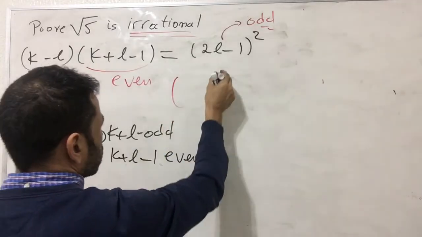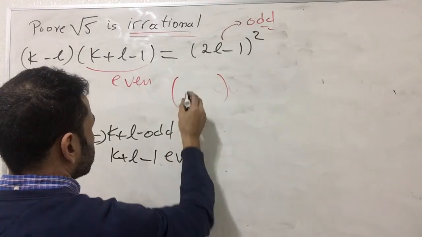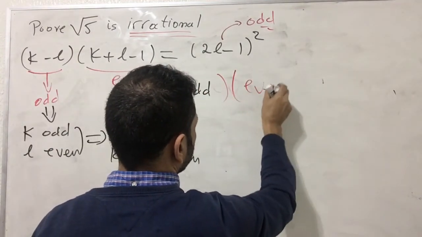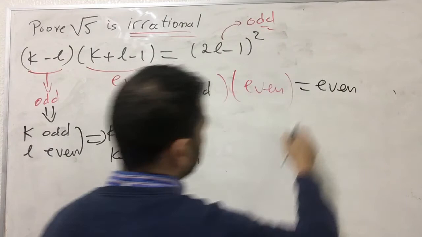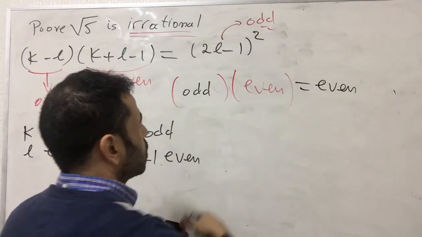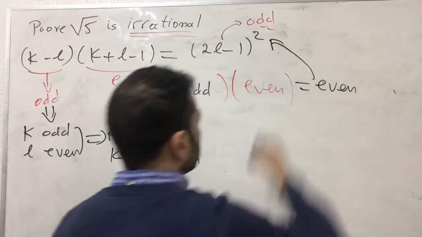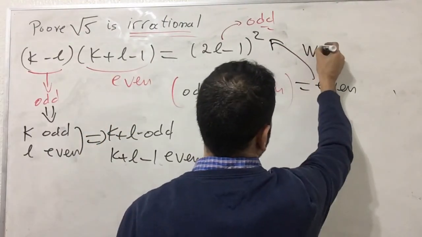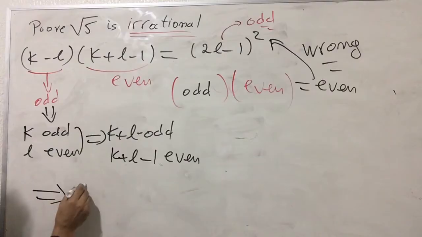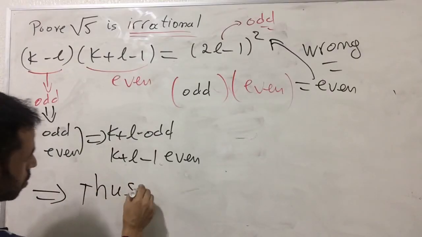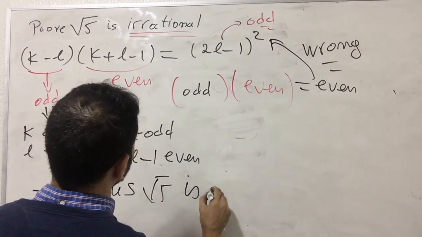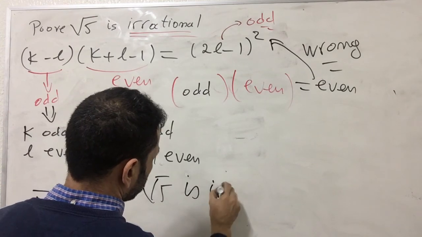The product of odd and even always gives you even. But here the same product equals odd. This means this is wrong. Thus square root of 5 is an irrational number.